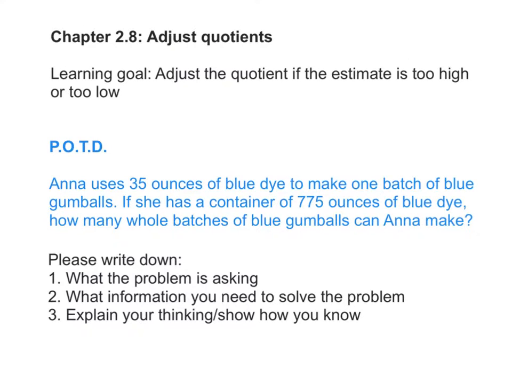Okay, today we are talking about chapter 2.8, which is all about adjusting quotients. Adjust means to change something, and of course you know that quotients are the answer to a division problem. So today we're talking about how to change the answer to a division problem as we're trying to solve a problem. Our learning goal today is to adjust the quotient, change the quotient, if the estimate that you make is too high or too low. Okay, let's find out what that means.